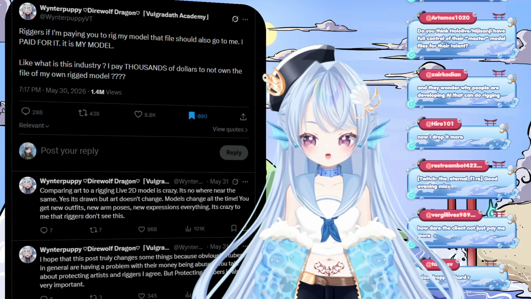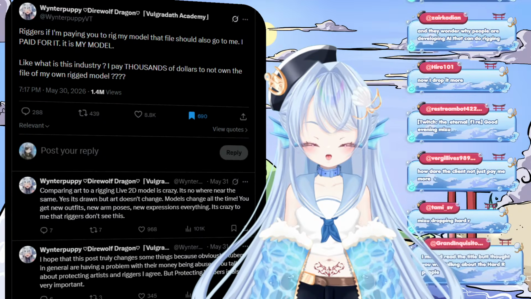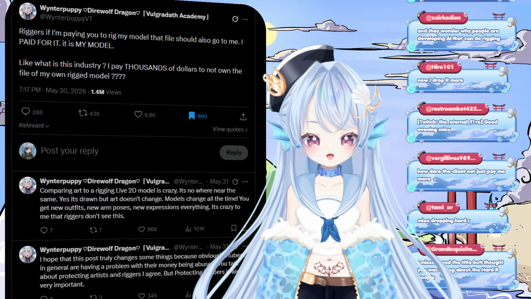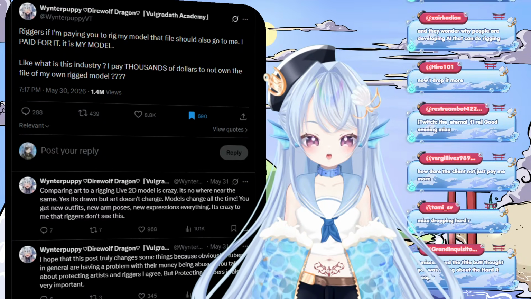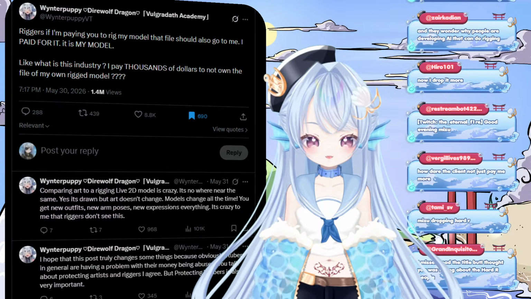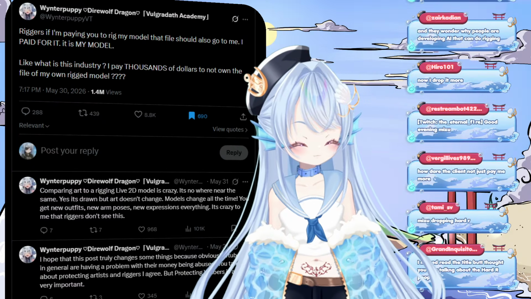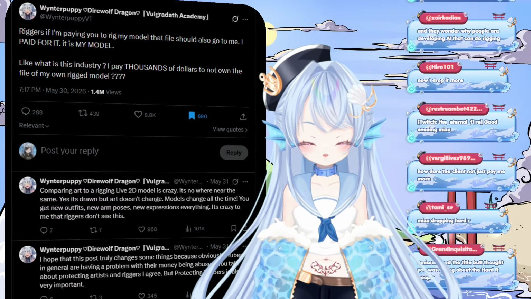And then I have one called the Coke recipe. A bunch of riggers kept trying to compare behind-the-scenes rigging to something like a well-guarded secret, the Coke recipe, which, my understanding, is not actually that well-guarded anymore. But they basically compared it to that, right?